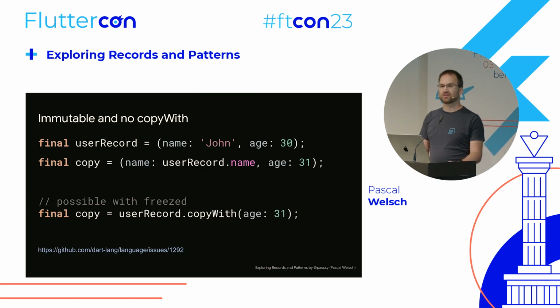One cool thing about records is that they are immutable by default. And as someone who does a lot of functional programming, this is like, yes, finally, they understand that immutability is very important.